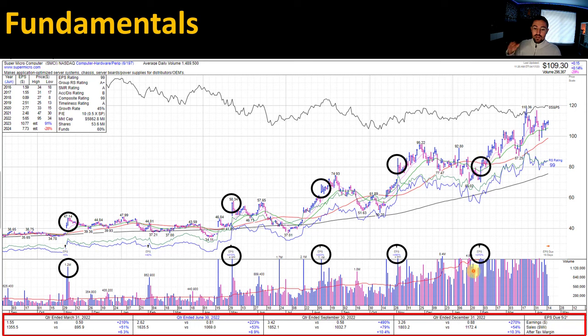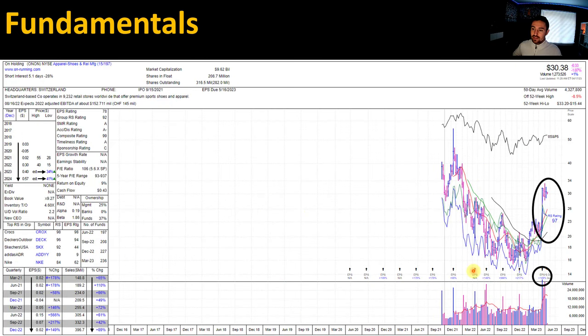But focusing on earnings accelerating, sales accelerating, margins accelerating, and what is the reaction to the earnings? That's the most important thing. It's not what you're reading in the statement, going, oh, I think this. No, focus on the market reaction to the earnings.